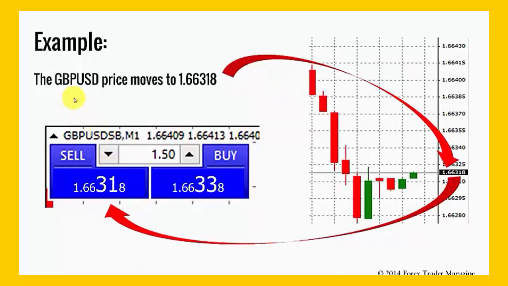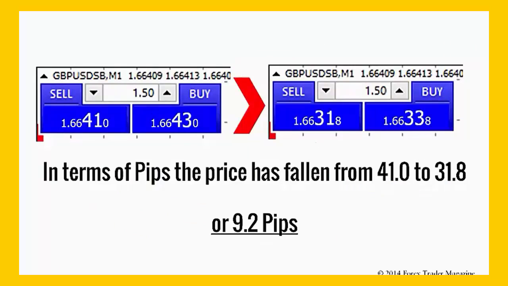In this example, the price has now moved down to 1.66318. There's the new price shown there, and of course it's also here with the arrow pointing to it. So the question is, how many pips has the price moved down by? The answer is, it's fallen from the 4th decimal point being 4, and we do take into account the next decimal point, so that's 41.0 to 31.8. So that's a change of 9.2 pips.